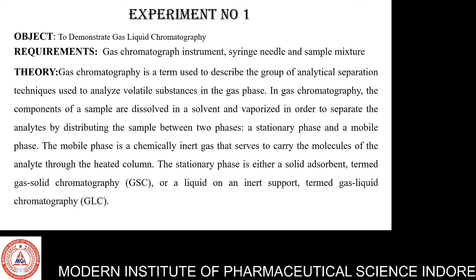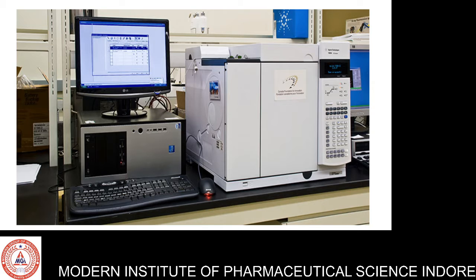Mobile phase is a chemically inert gas that serves to carry the molecules of the analyte through the heated column. And stationary phase is either solid adsorbent, termed gas solid chromatography, and if liquid on an inert support, termed gas liquid chromatography, which is GLC. So, this is the instrument of gas chromatography, which is used for performing separation of volatile substance mixture.